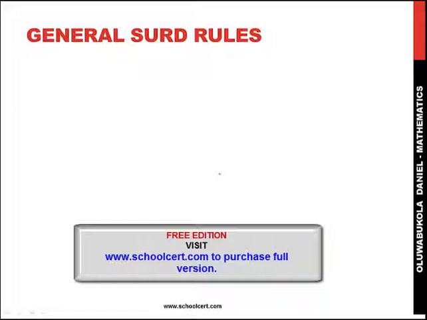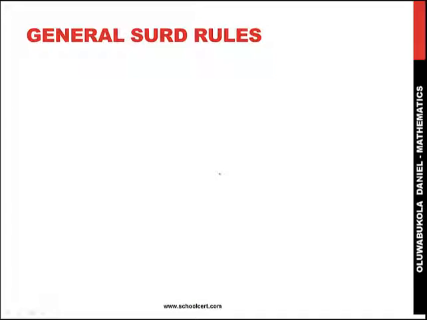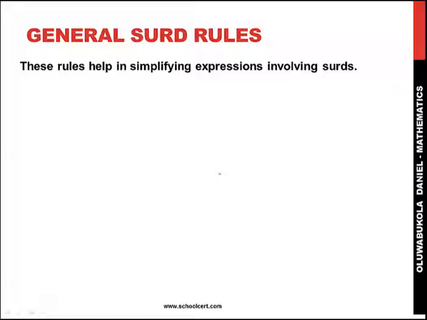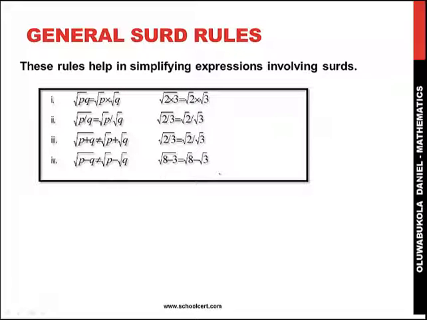Looking at the general surd rules, these are guiding principles when resolving surd related problems, and we'll have 4 basic ones which we'll be considering at this time. The first one has to do with multiplication. If you have two numbers which are being multiplied, they can be simplified like this. For instance, root of 2 times 3 can be broken down into root 2 times root 3.